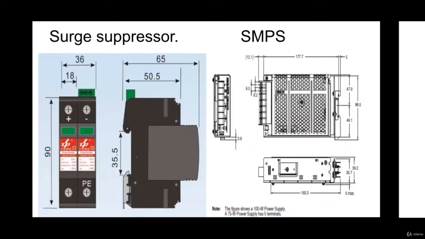There are two more examples. This is a surge suppressor, which is also very important, because sometimes there is lightning or harmonics or spikes. It is required to protect all the equipment, so a surge suppressor is required.